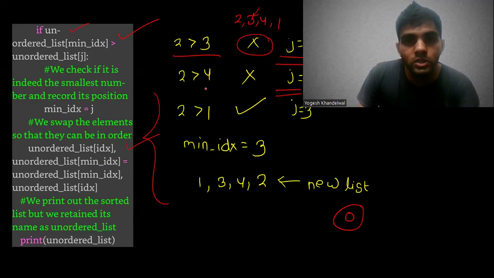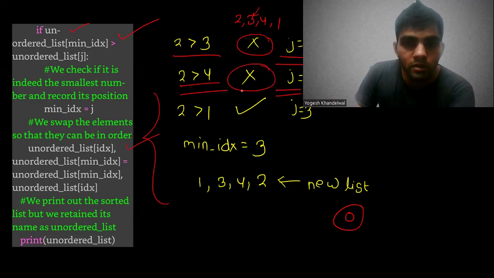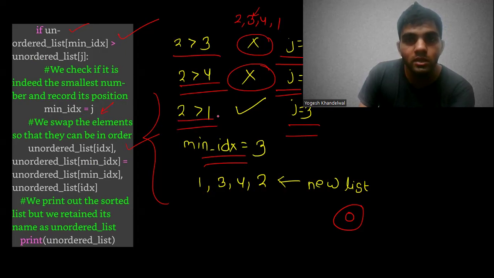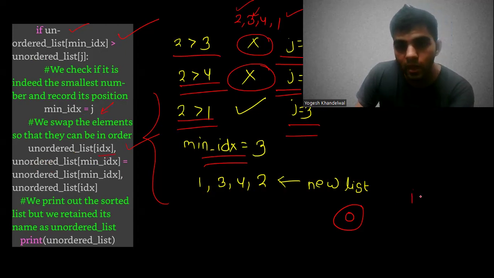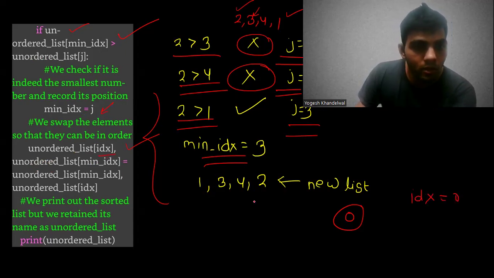For j equal to 2, if we check, 2 is greater than 4, so again the code will not run further. And if we check j equal to 3, now min index becomes 3. This condition is satisfied: 2 is greater than 1. If we compare this and this, 2 is greater than 1, and min index will become 3, and it will swap which element? Unordered list of idx. We have idx equal to 0, and min index equal to 3.